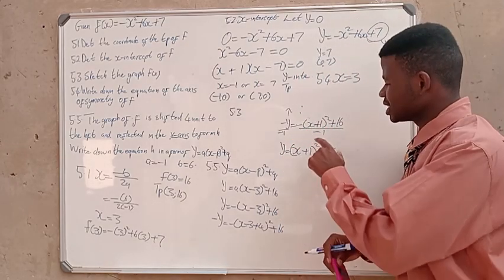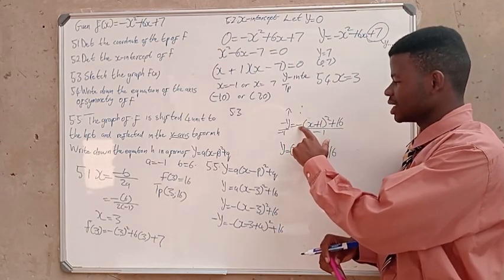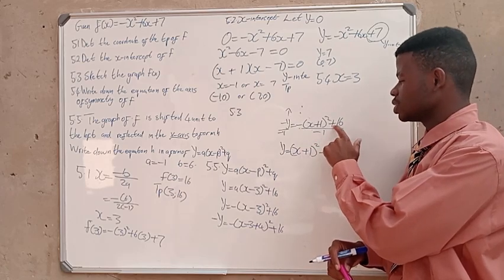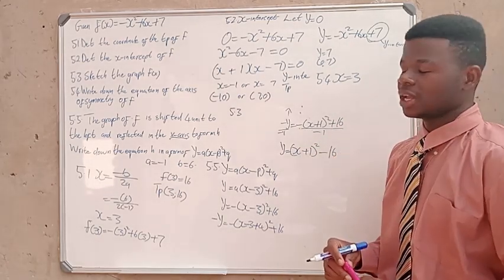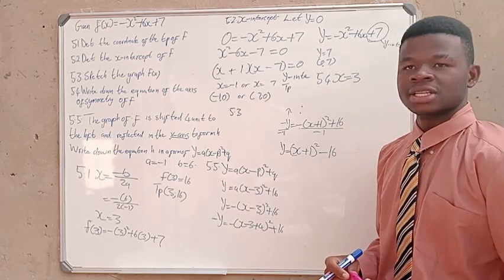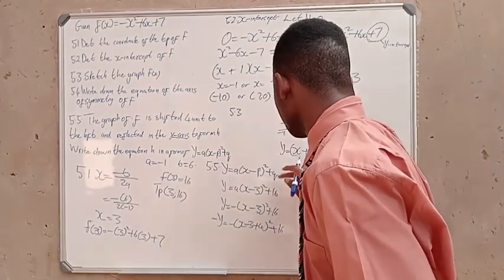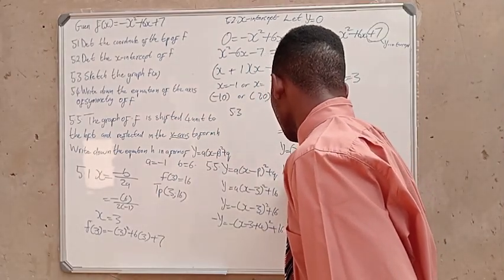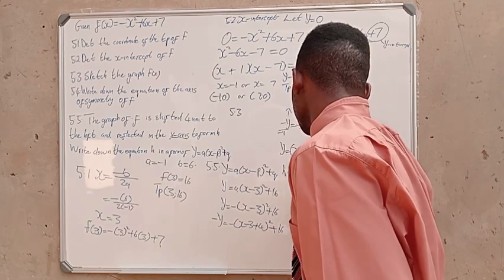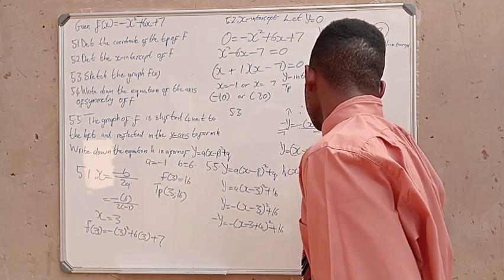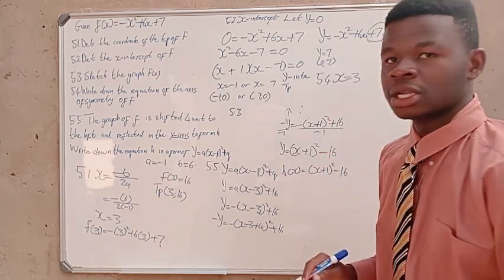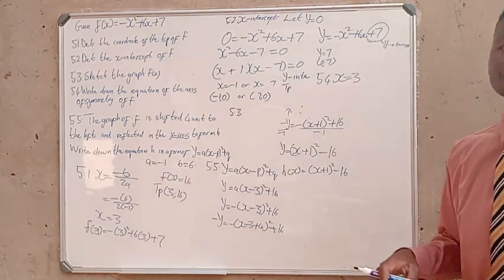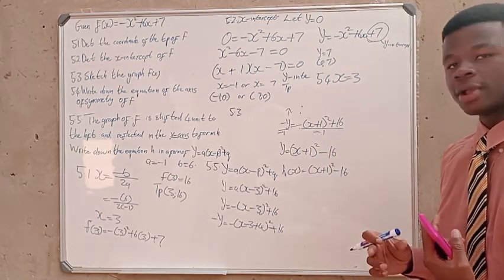So this negative 1 is going to divide this negative here, and then this negative 1 is going to divide this positive there. Then we get negative 16. So this equation right here is h of x is equal to (x plus 1) squared minus 16. So this is the equation that they were looking for.